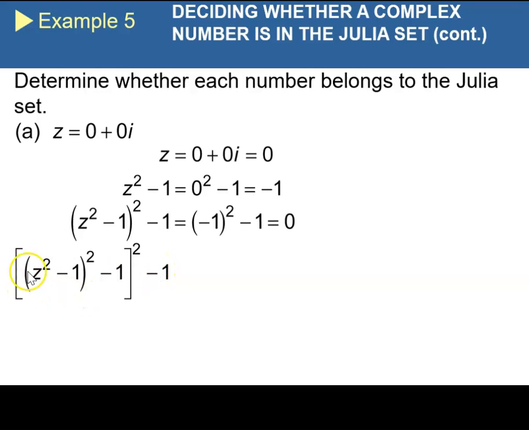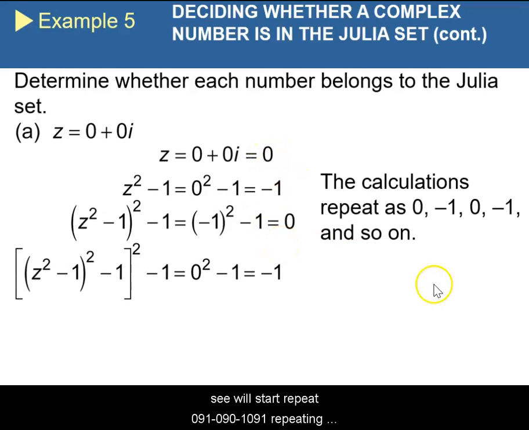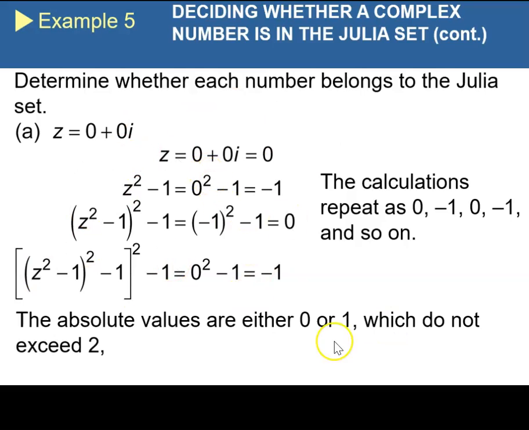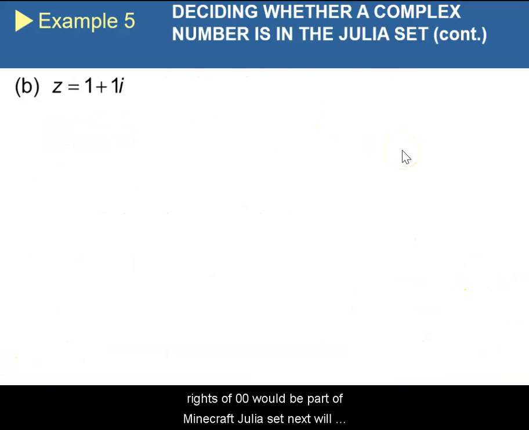So that'll work. Okay. z squared will be 0 squared, minus 1 will be negative 1. So you see, we'll start to repeat: 0, negative 1, 0, negative 1, 0, negative 1. It's a repeating sequence of numbers. So this will be in the Julia set. The absolute values are either 0 or 1, which do not exceed our limit of 2. So 0 plus 0i, which is 0, is in the Julia set, and the point (0, 0) is part of the graph, right? So (0, 0) would be part of my graph of the Julia set.